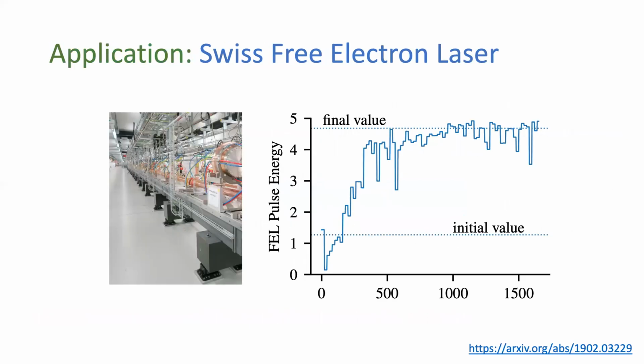And so in their paper, they applied this to optimizing the configuration of the Swiss free electron laser, which is used for various high-energy physics experiments. And this particular platform has over 40 degrees of freedom. It has 40 parameters, knobs that you can tune to optimize for the pulse energy in this case.